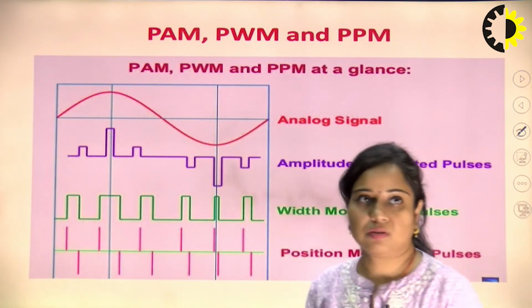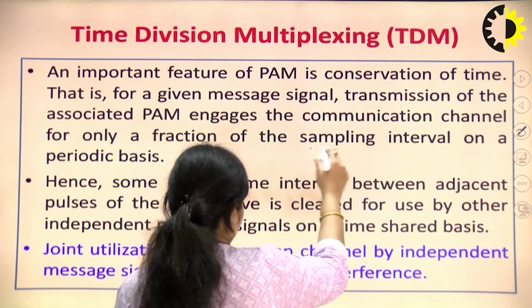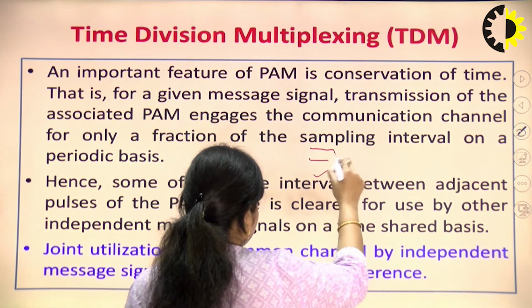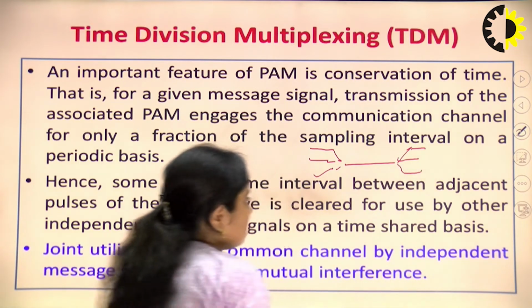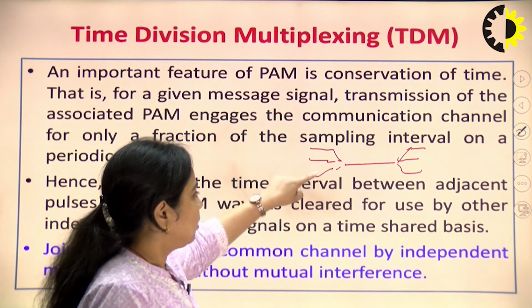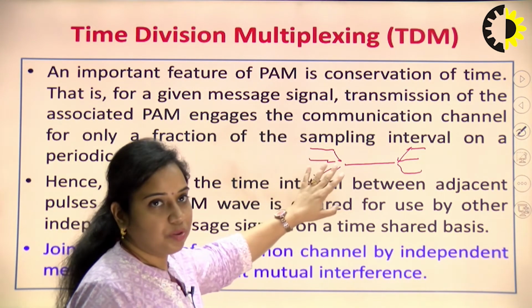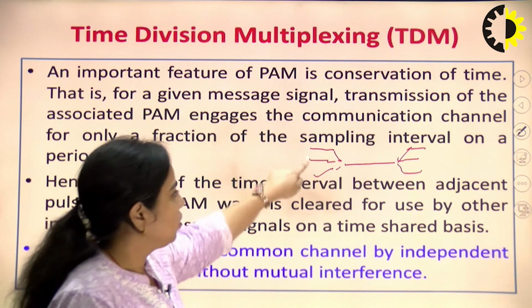Time division multiplexing case: let us say there are n number of users and these are using a common channel. So, the total time that is available for the purpose of transmission is divided equally among n number of users. Here there are 3, so the total time is to be divided among 3 different users.